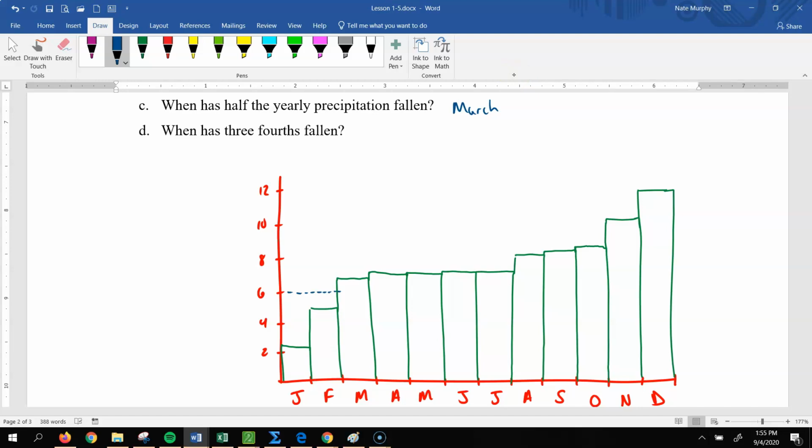And then when it says, when has 3/4 fallen? Well, 3/4 of 12 would be 9 inches. And so here's approximately where 9 inches would be. So that would be during the month of November.